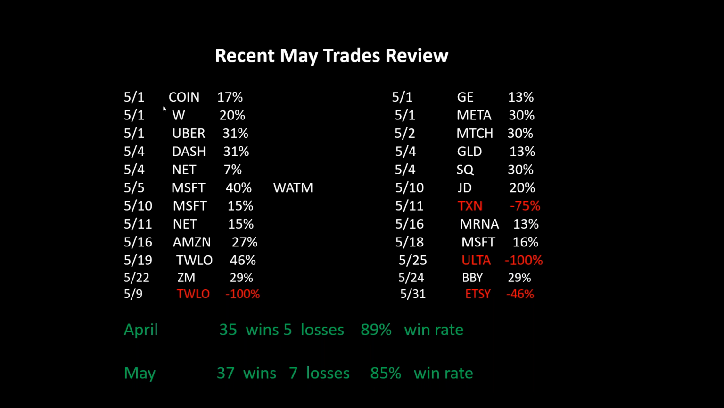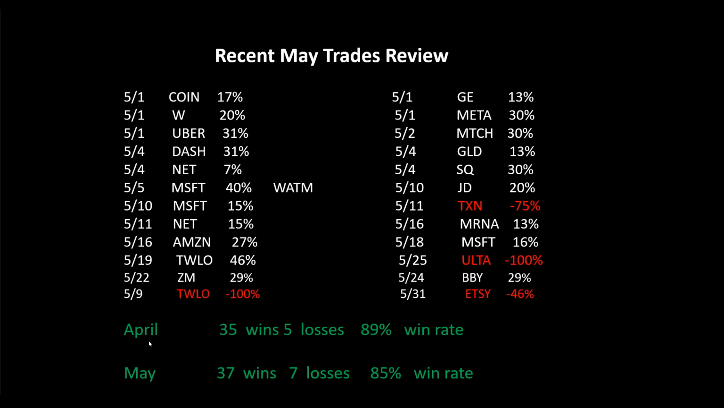So these were the May trades. Again, you can see consistent pricing, anywhere from a small 7% up to 46% in Twilio. This was a weekly ATM that we talked about as one of the strategies we do. We did this on Microsoft, and you see we had some losses here. On Twilio, a couple of these, we had a news event go against us. Alta, we had a news event go against us, and Twilio, we had a news event go against us. Can't do anything about that. That's going to happen.